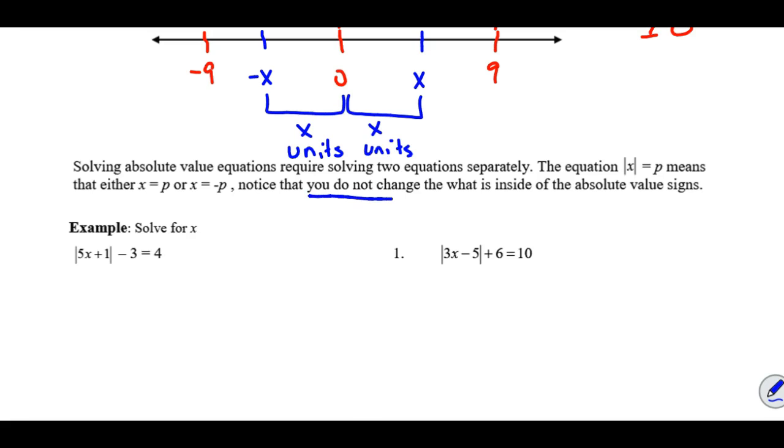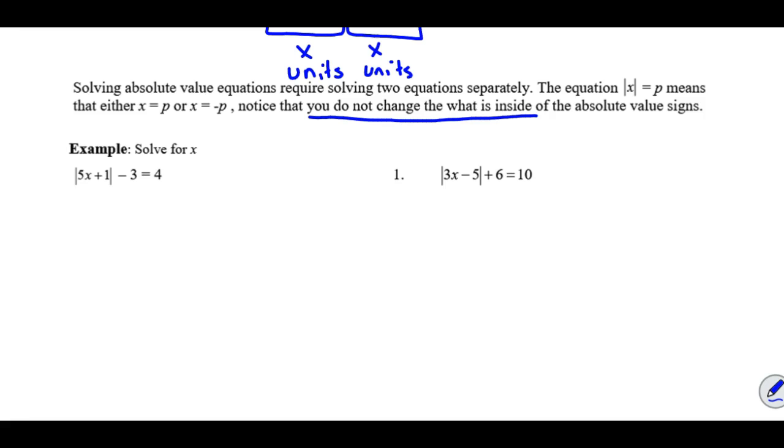Notice that you do not change what's inside the absolute value signs. So on this equation here, if we're talking about the absolute value of 5x plus 1, minus 3 equals 4, our first step is to isolate our absolute value. So we can say the absolute value of 5x plus 1 is equal to 7.